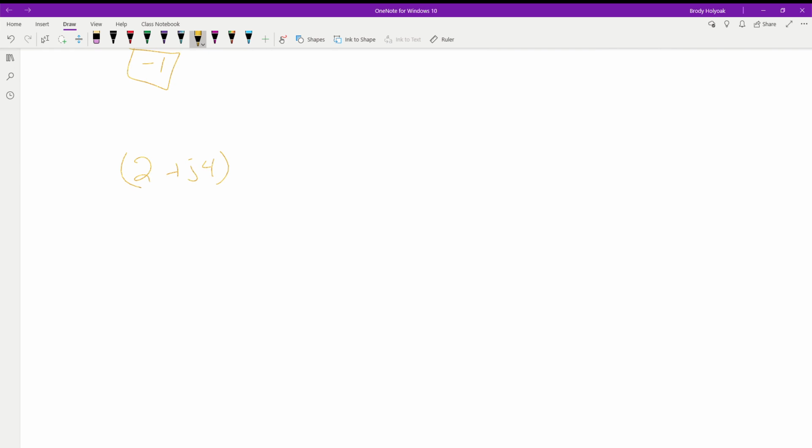So let's say this was our resistor value. Let's say this is our capacitor value. We want to find the total impedance of this guy. So let's use product over the sum. Is what we would do.